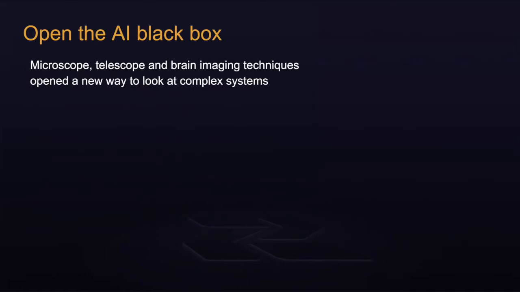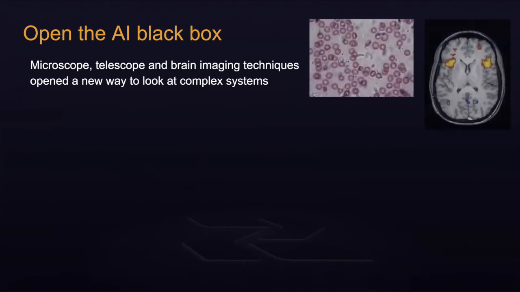In a way, when we look back at different tools that came in different domains, microscopes, telescopes, and brain imaging techniques and machines managed to open a new way to look at complex systems. And my feeling is that having a tool to be able to see inside neural networks will open new ways to interpret the system and make new discoveries.